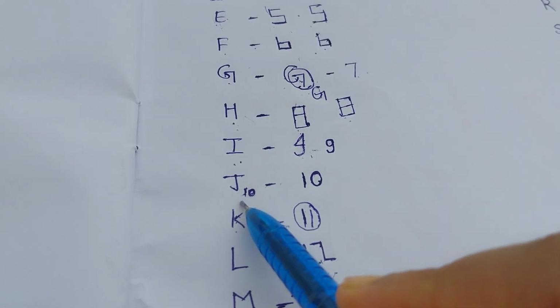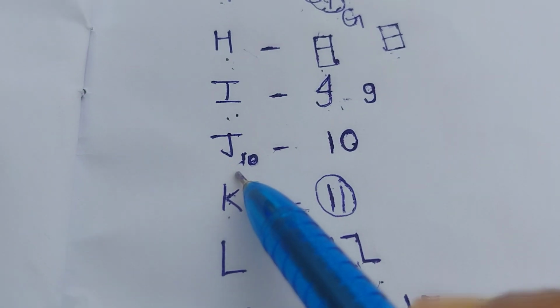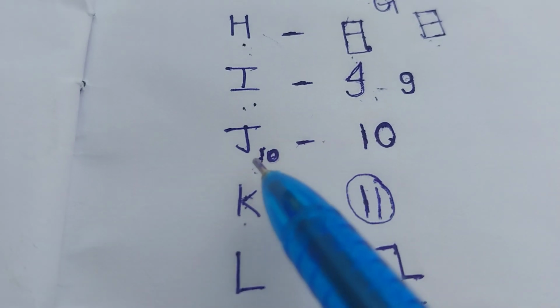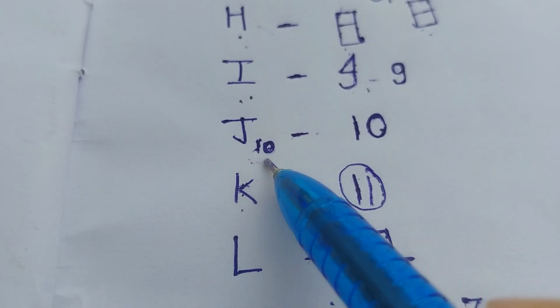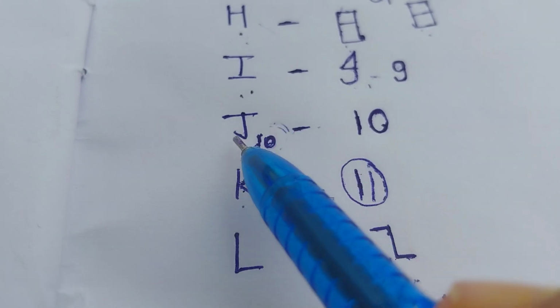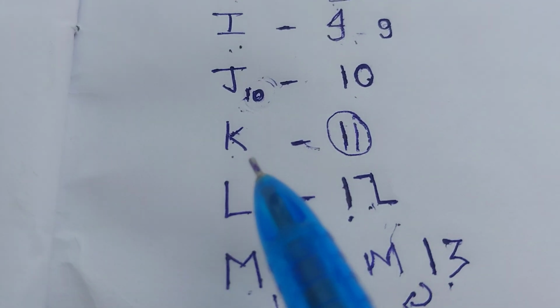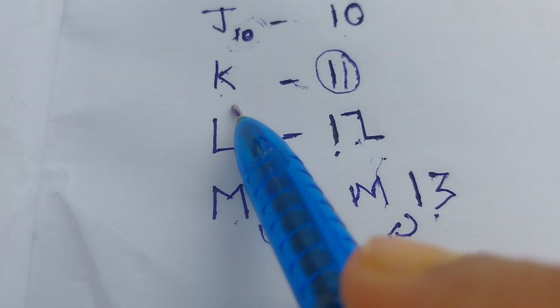Yes, the card that resembles the letter A resembles the letter J, right? And it has the number 10 on it. So J is for 10. Okay, next, coming to the next letter, that's K.